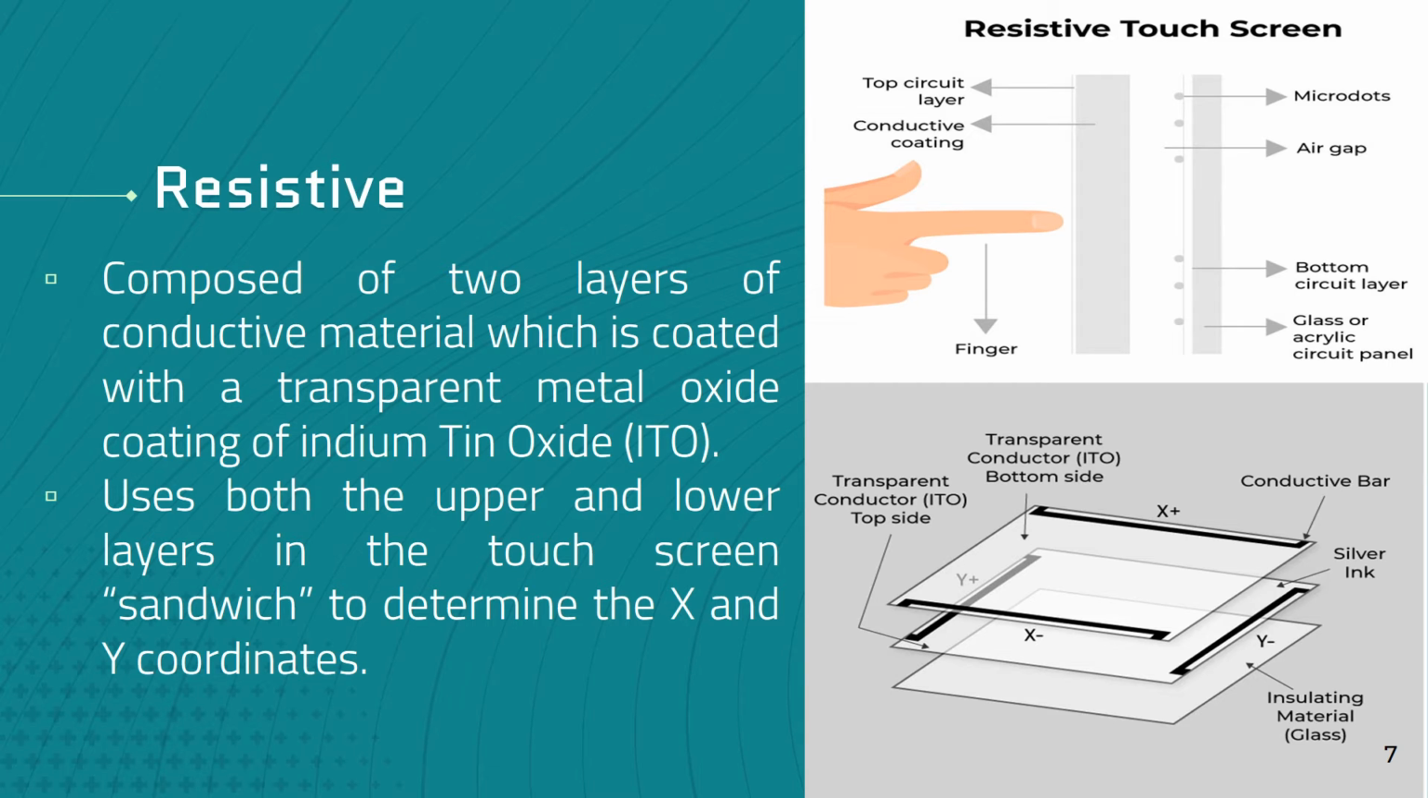The resistive touchscreen is composed of two layers of conductive materials, which are coated with a transparent metal oxide coating of indium tin oxide. This uses both the upper and lower layers in the touchscreen as a sandwich to determine the x and y coordinates. Also, in this we must use pressure to create contact between resistive layers for completing the circuit, which causes a change in the flow of electricity.